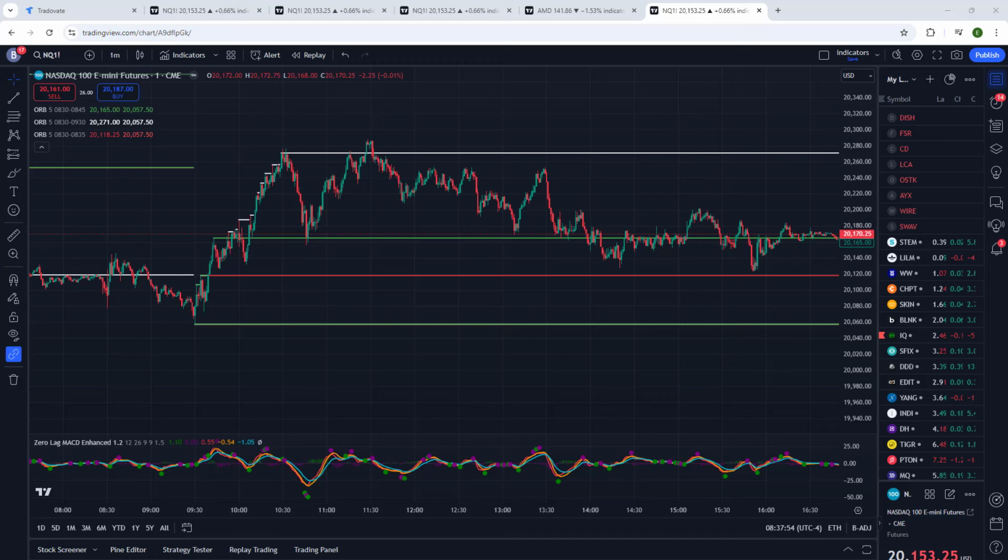So, somebody on the live stream yesterday asked me to kind of explain the opening range trades that I take, the setup I use, the strategy, and I'm going to go over everything right now to make it nice and easy for everybody.